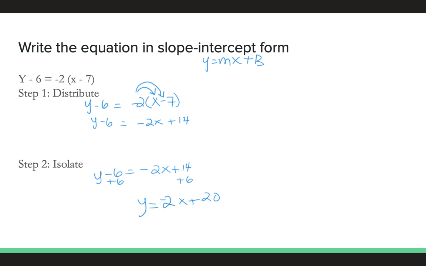You are going to try the on your own question, which is right below this one on the right-hand side of your packet. y plus 6 equals negative 3/4 x plus 8. And if you look on the next two slides, I've given you the answer as well as a video solution.